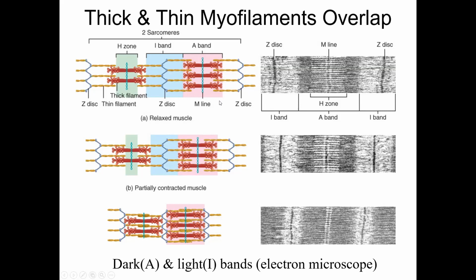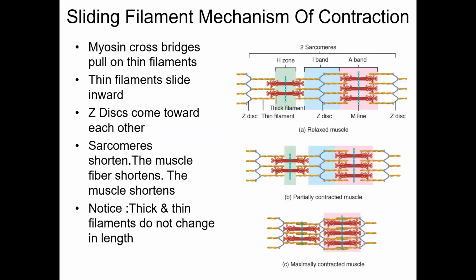The sliding filament, of course, means that we have the thin filaments that are being dragged along the thick filament towards the middle of the sarcomere. So the thin filament is sliding over the thick filament. I'm not going to say all this again. This is just a summary of the last portion of the first lecture.